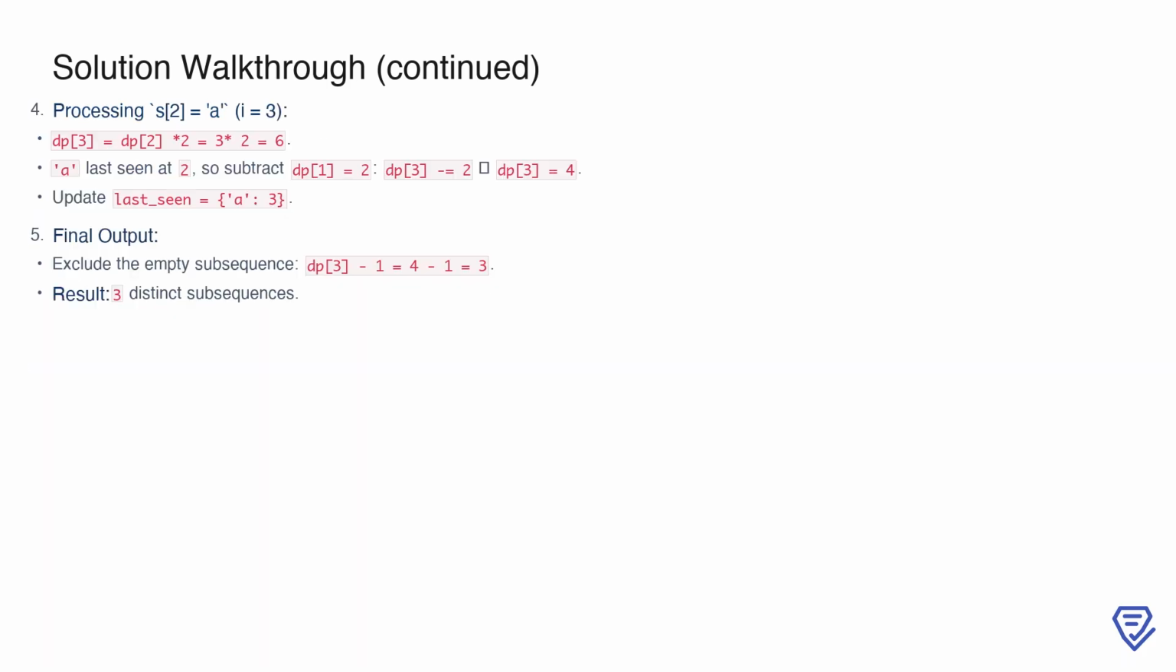For the third character a, dp3 is calculated as dp2 multiplied by 2, resulting in 6. Since it was last seen at position 2, we subtract dp1, which is 2. This adjustment gives dp3 as 4. We update last_seen to indicate that a was last seen at position 3. Finally, to exclude the empty subsequence, we subtract 1 from dp3, resulting in 3 distinct subsequences for the string AAA.